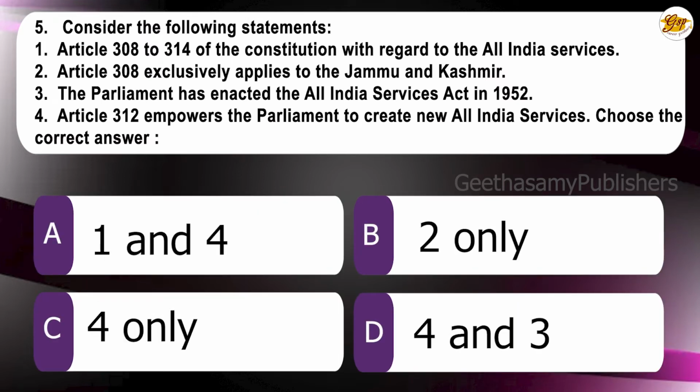Fifth question. Consider the following statements. 1. Articles 308 to 314 of the Constitution deal with All India services. 2. Article 308 exclusively applies to J&K. 3. The Parliament enacted the All India Services Act in 1952. 4. Article 312 empowers the Parliament to create new All India services. Choose the correct answer. A. 1 and 4, B. 2 only, C. 4 only, D. 4, 1, 3 only. The correct answer is A. 1 and 4 only.